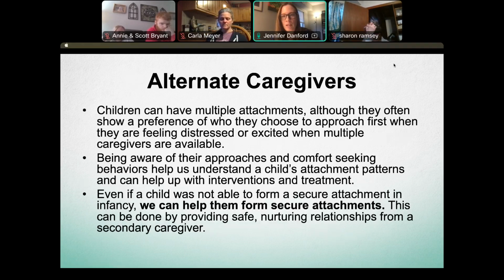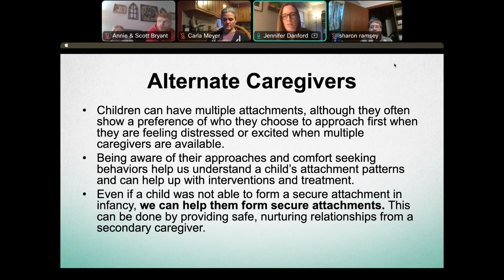So kind of moving into attachment and alternate caregivers. Kids can have multiple attachments, even though typically they have a preference of who they may go to when they feel distressed or something happens. But being aware of who those people may be can help us understand their patterns.